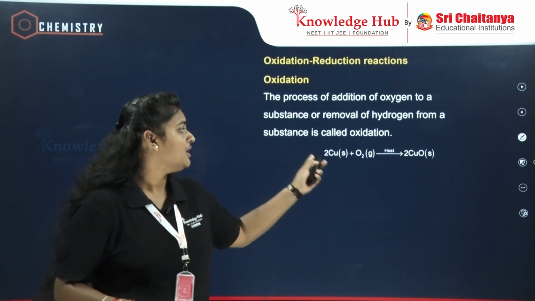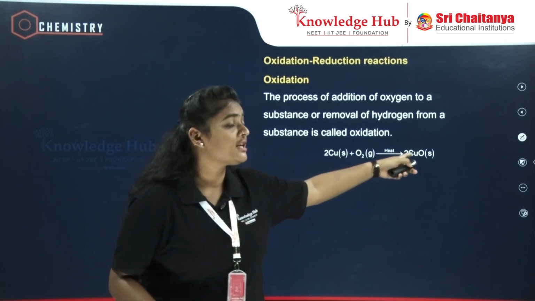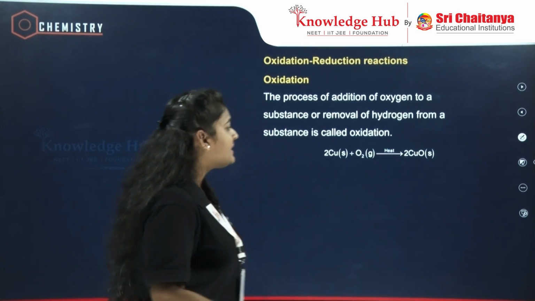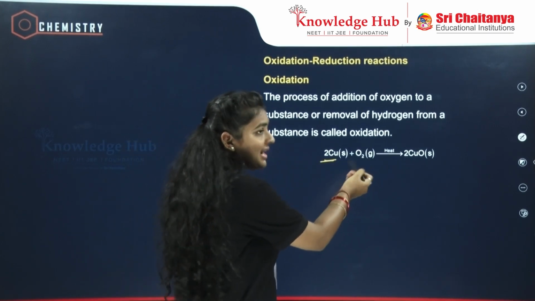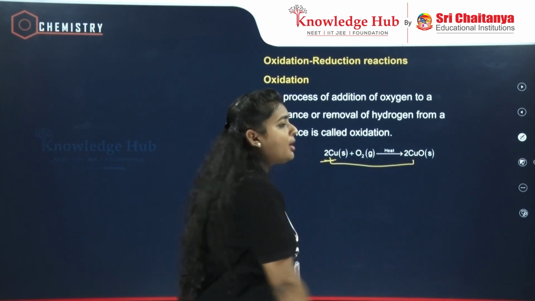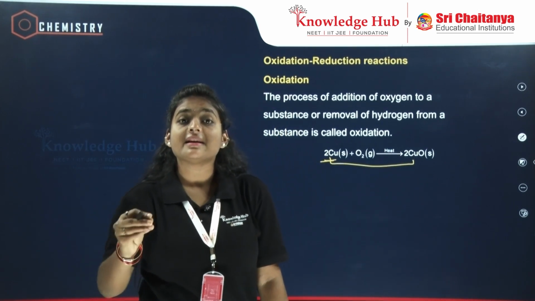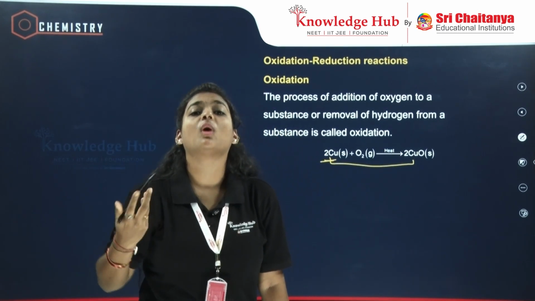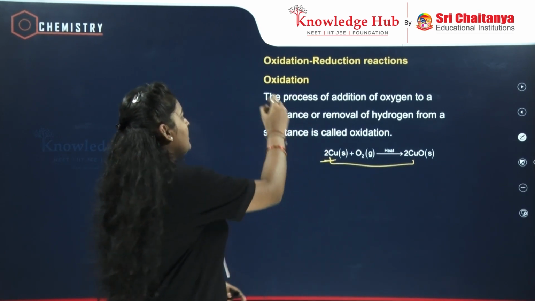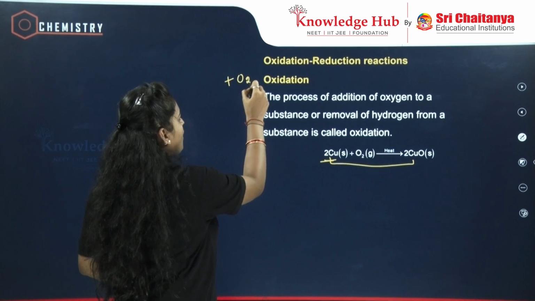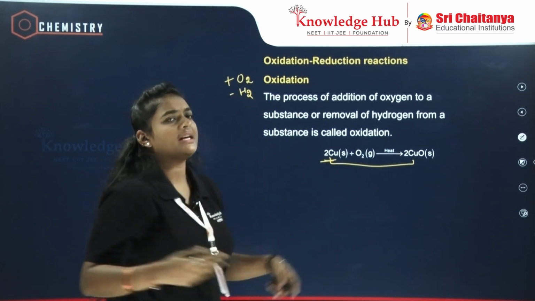Let's see an example. Copper plus oxygen is forming copper oxide. Can you see something here? There is copper, Cu. I've added oxygen. So copper is forming copper oxide. There is addition of oxygen. What is addition of oxygen? Oxidation, right? So addition of oxygen or removal of hydrogen is oxidation.